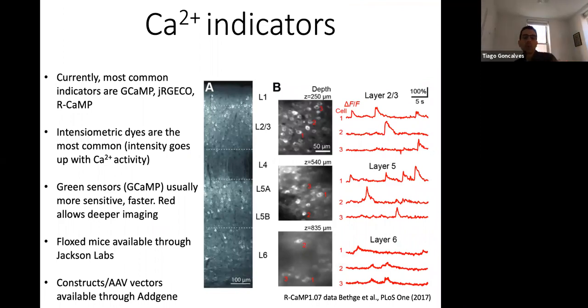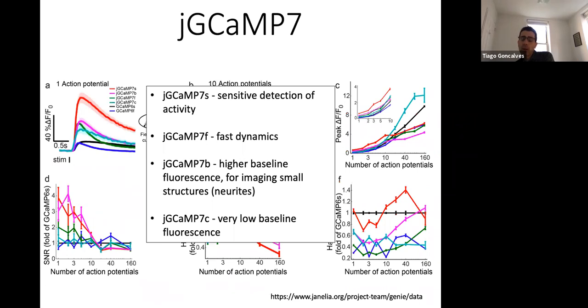We have a bunch of tools for imaging activity. The most successful ones are calcium indicators. There are intensiometric dyes, which are the most common, like GCaMP. If you have FRET-based sensors, with both the donor and the acceptor in the same molecule, so the ratio of both is constant, you can actually do ratiometric imaging and get absolute calcium concentrations even in vivo. It's not done very often, but it is possible. Luke already covered most of this.